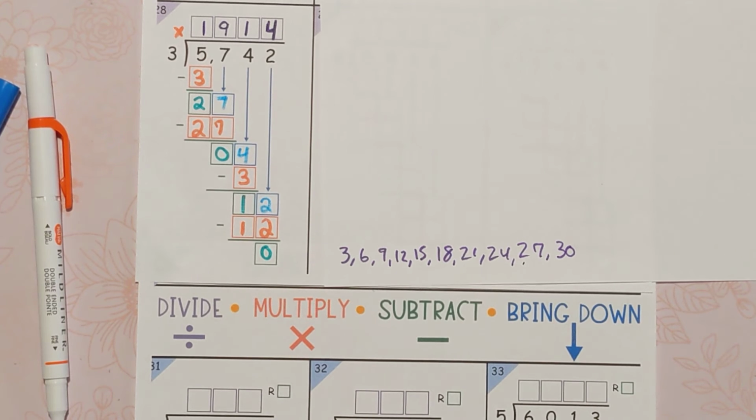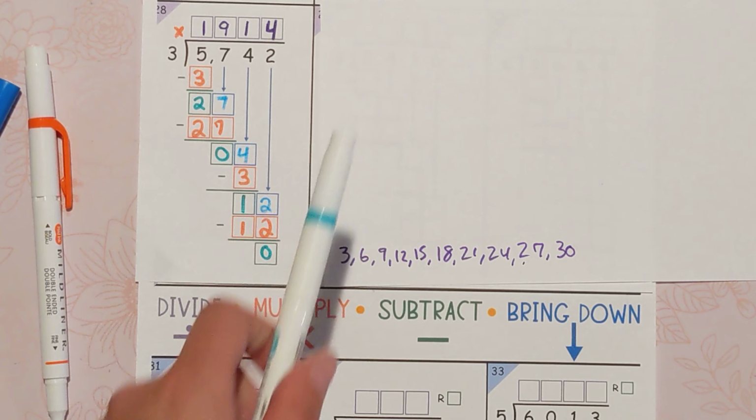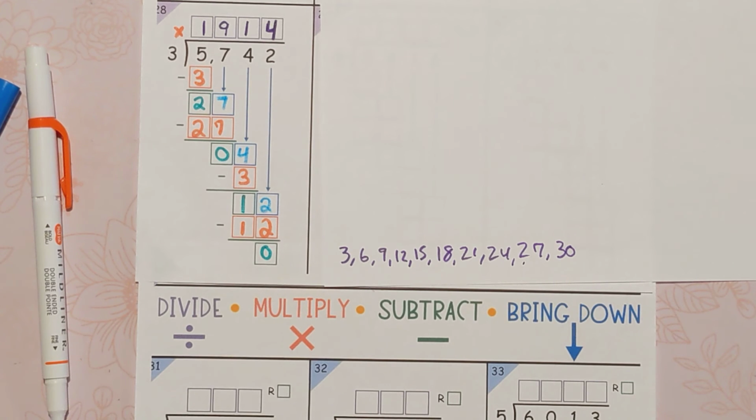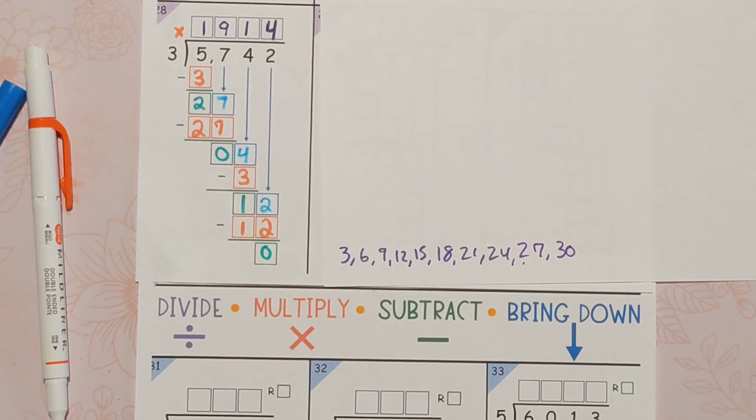And what happens if you get a 0 here? Nothing. It just means there's no remainder. It means that 5,742 can actually be divided up equally. If I had 5,742 of something and I put it into 3 groups, I'd have exactly 1,914 in each group, nothing left over.